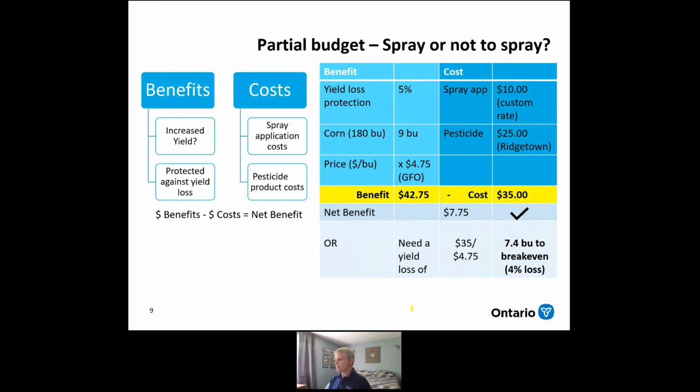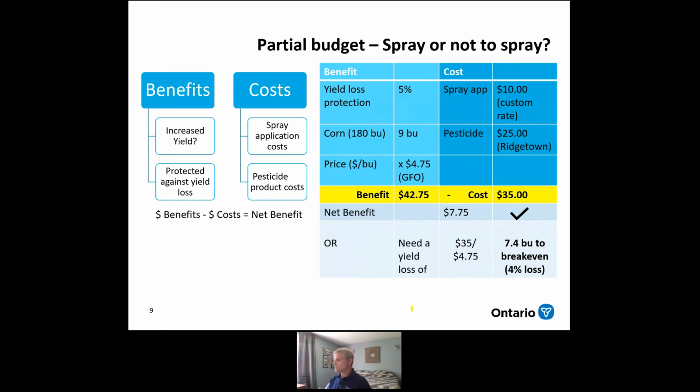Against that, on the cost side of things, I used the custom rates. We do have custom rates from NOMAFRA that you can use on the machinery cost side of things, and then using the pesticide prices from Bridgetown to come up with that cost of $35. You see the net benefit of 775. So we've got a positive there. So by this, it makes economic sense to do the spray because you're looking at a positive net benefit.